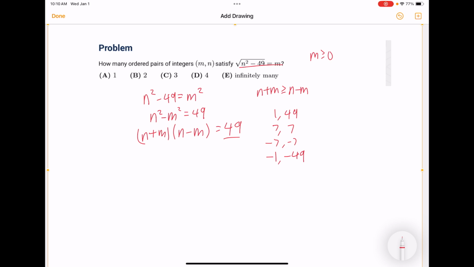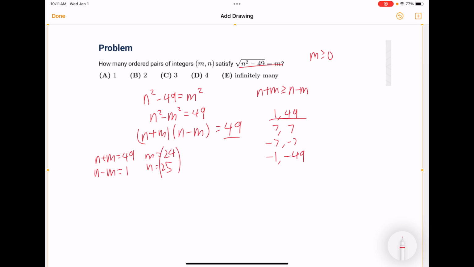Starting off with 1 and 49, we know that n plus m must be 49 because it has to be the bigger one, and n minus m would be 1. So we can get m is equal to 24 and n is equal to 25, because adding these two together will give you 49, and subtracting, n minus m is 1. So that is one pair.